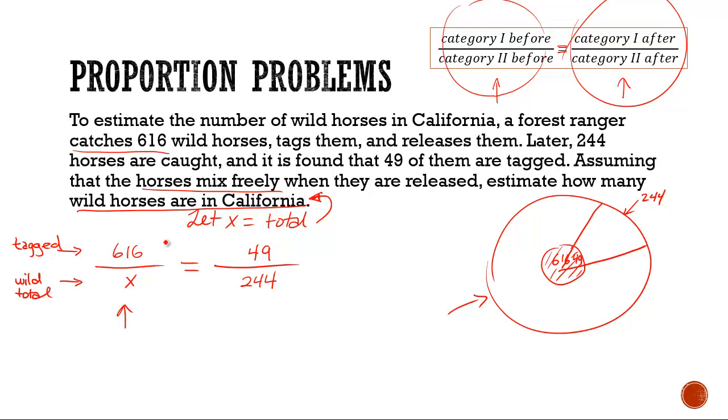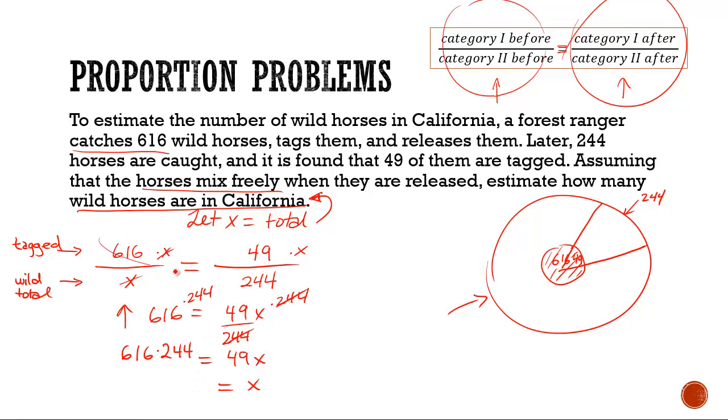If you really wanted to be technical, you could multiply both sides by X, leaving you with 616 equals 49 over 244 X. And then you need to take 616, multiply it by the 244 to eliminate the denominator, and then divide by the 49 to get rid of what's by the X. So essentially you're doing 616 times 244 and then divided by 49. And you could see that also as cross multiply and divide by what's left.